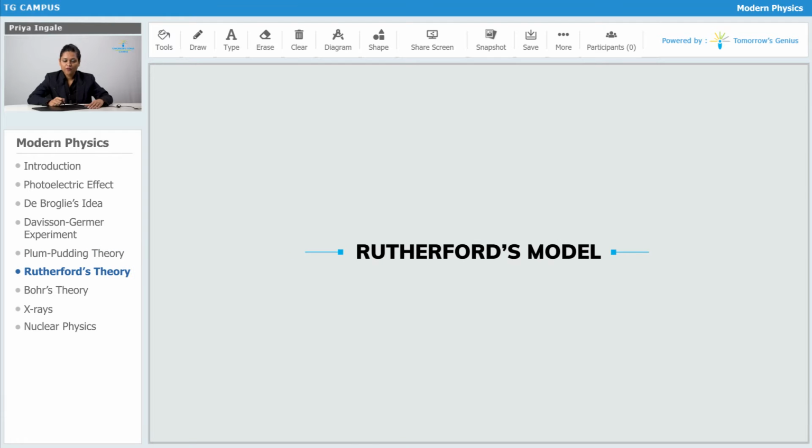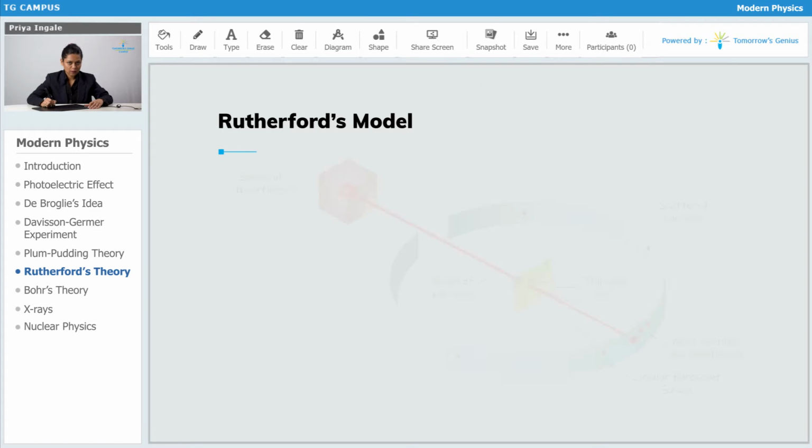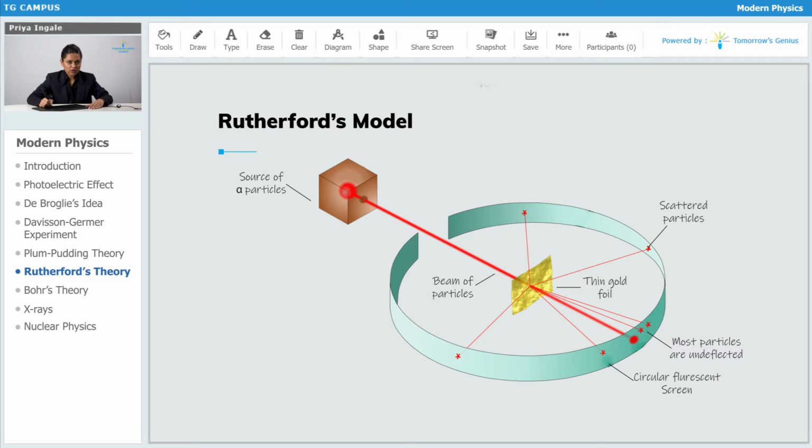Then the Rutherford model came, where he conducted an experiment named the alpha particle scattering experiment. Here is an arrangement of the alpha particle scattering experiment. You can see there is a source for alpha particles, and here there is a thin gold foil, and there are certain detectors, the fluorescent screen, where you can capture the alpha particles.